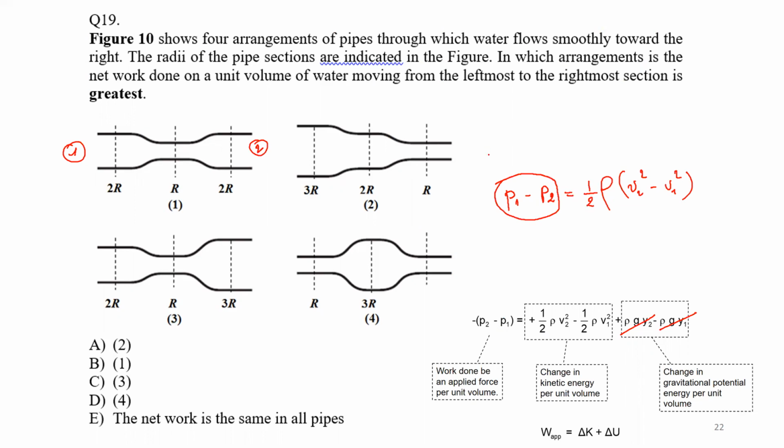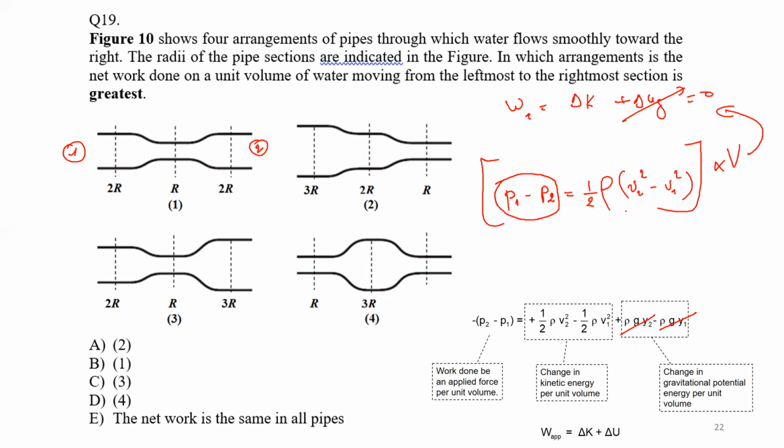done per unit volume. Because I told you if I multiply by volume here, I will just get work applied equal to change in kinetic energy, and the change in gravitational potential energy is 0. If I take this equation and multiply by the volume, that's what I will get. So the network is just the change in pressure, and it's equal to half rho (V2 squared minus V1 squared).